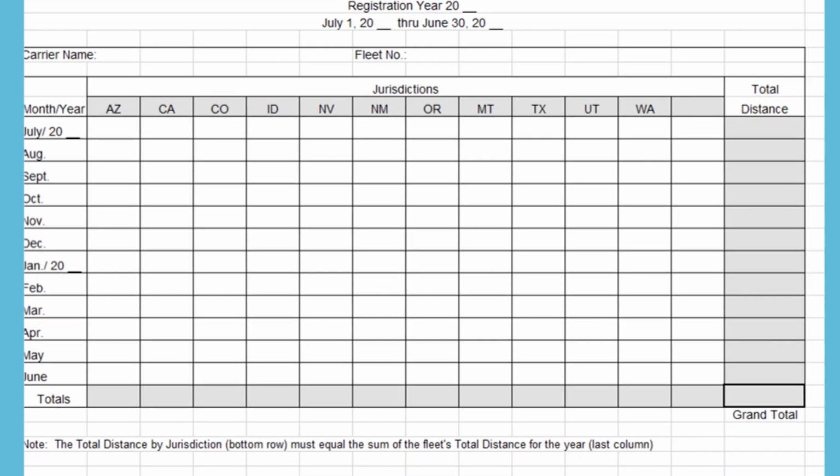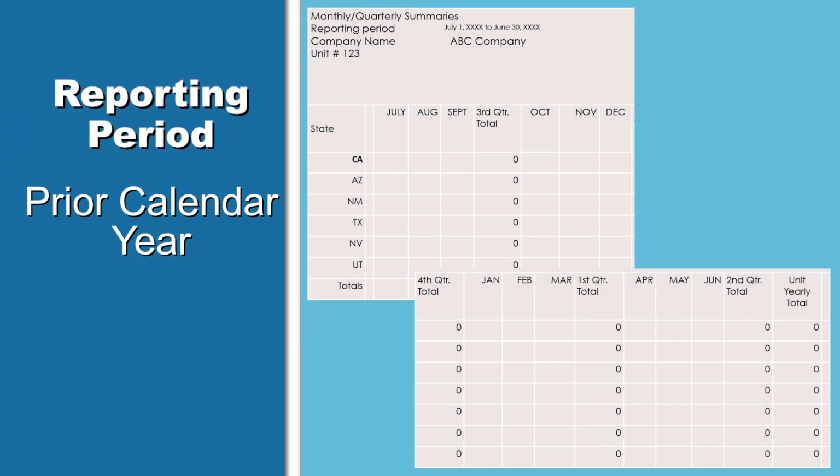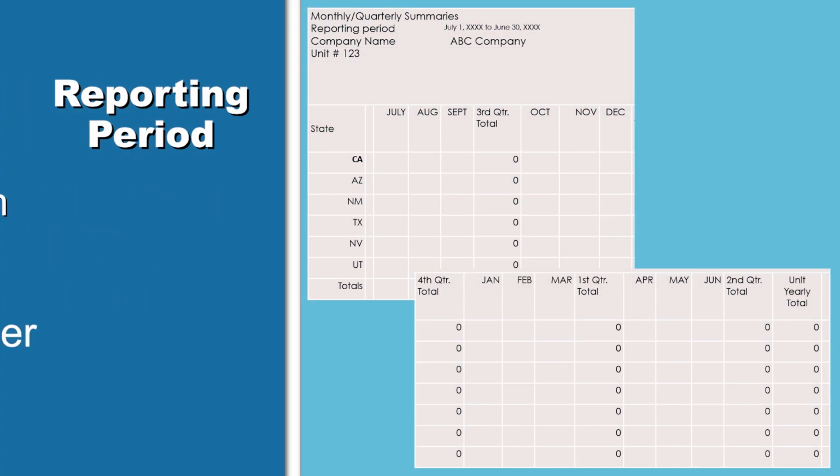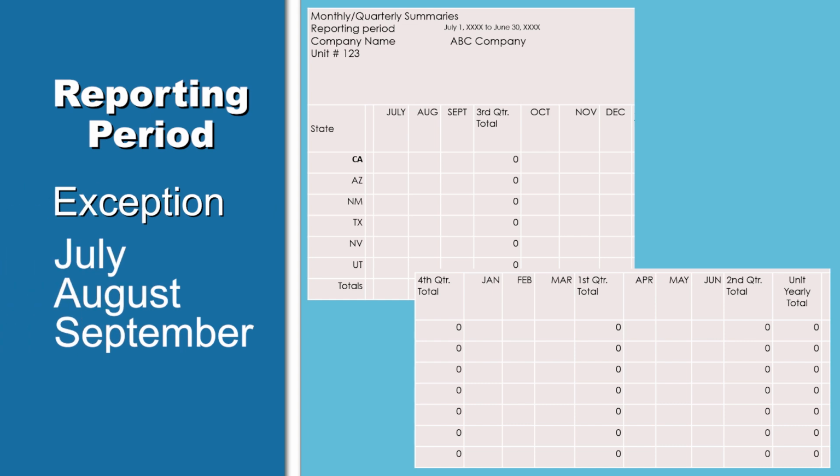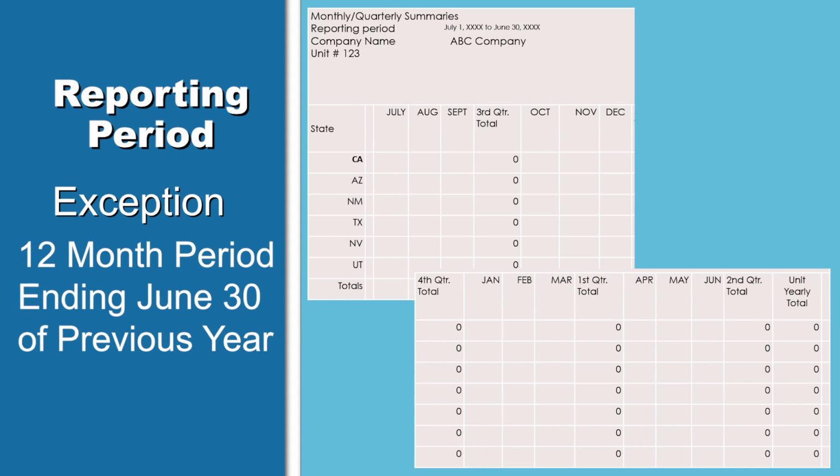For IRP purposes, the reporting period is from July 1st through June 30th of the prior calendar year. Except for carriers that renew their registration in July, August, or September, their reporting period is the 12-month period ending June 30th of the previous year.